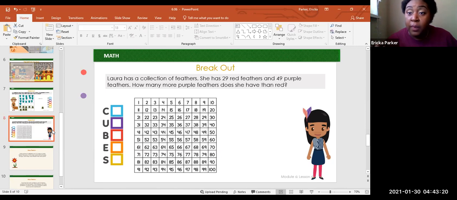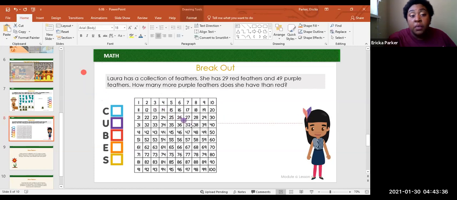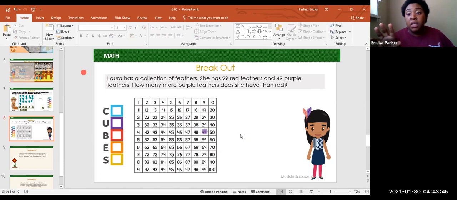I want you to take a moment and work this problem out. When you finish, let's play again. All right, my friends, we are starting with the purple, which is 49. Now, when we're using a hundreds chart, it is a very simple method if you know how to use it.